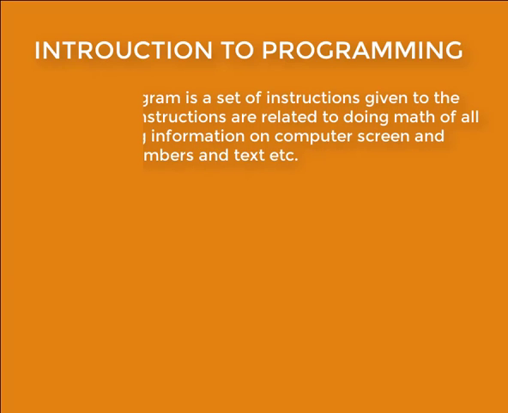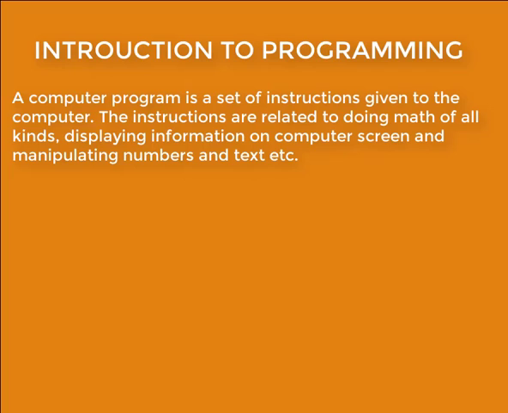So what exactly is computer programming? Computer programming, or a computer program to be more specific, is nothing more than a set of instructions which are given to the computer. The instructions could be about doing math, displaying information, manipulating numbers and text, but there really is no limit on what the instructions can be about, because a computer program can be written about just about anything that exists out there.